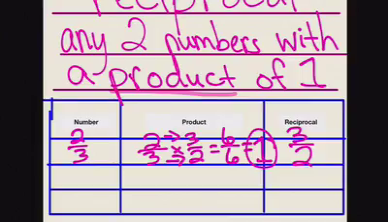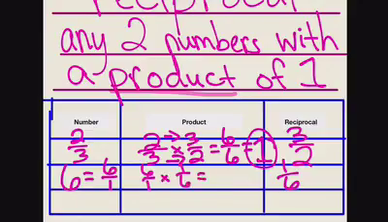Let's try another one. Let's say you were given the whole number 6. Well, first write that whole number as 6 over 1. Then we're simply going to flip it. And that's right, we get 1/6. Let's double check with multiplication. 6 over 1 times 1 over 6. 6 times 1 is 6. 1 times 6 is also 6. 6 divided by 6 equals 1.